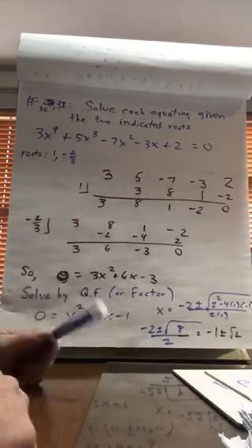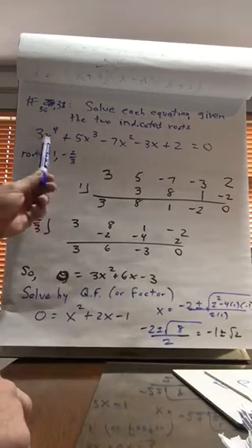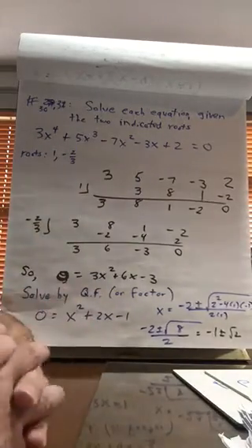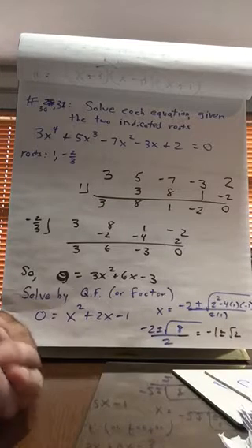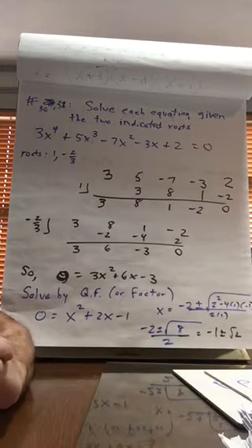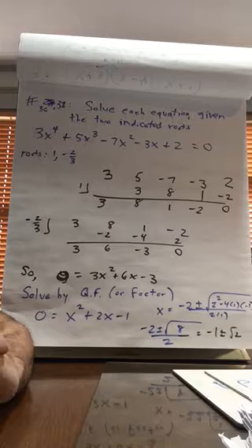Solve each equation given the two indicated roots. So here's the equation, 3x to the fourth, and so on. Well, that's a fourth degree. We call that a quartic. Can you say quartic? Fourth degree, we expect how many roots? Say it. That's right, 4 roots.